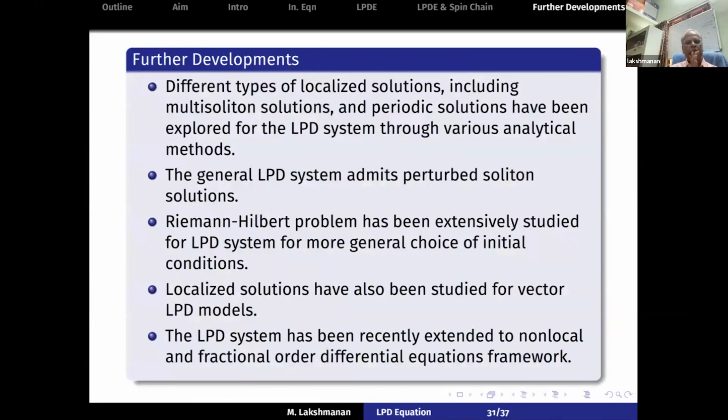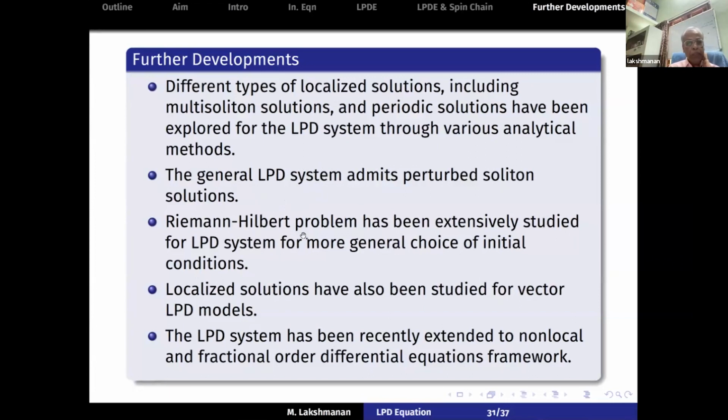Now, in recent times, considerable work is being pursued on this LPD equation, and different types of localized solutions, including multisoliton solutions and periodic solutions involving elliptic functions, theta functions, etc., are being explored, and their analytic structures identified. One can work out a perturbation analysis to obtain general solutions of the general LPD system, not with that specific choice gamma 2 equals minus pi by 2 gamma 1, but even for general parametric values.